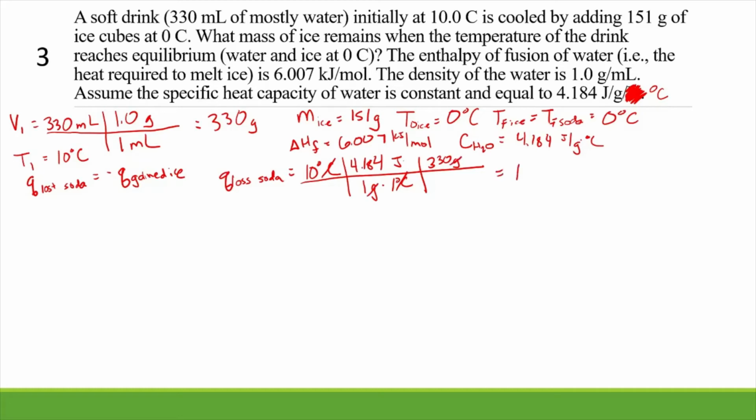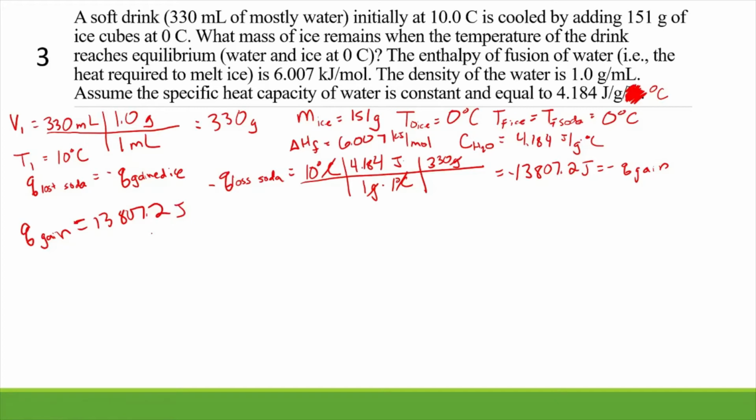So this gives us 13,807.2 joules. So that's how much heat is lost by the soda. So this is also equal to the amount gained by the ice. Or if we want, we could also put this as negative Q lost soda. So then that means if this is, then this is negative Q gain. So Q gain by the ice is equal to 13,807.2 joules positive. It really doesn't matter with our signs. We can even use absolute value here.